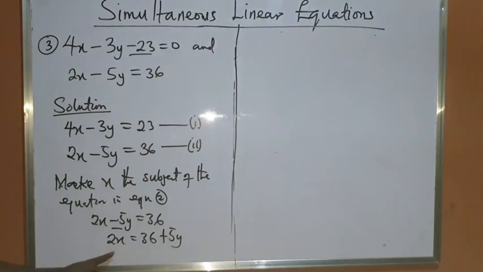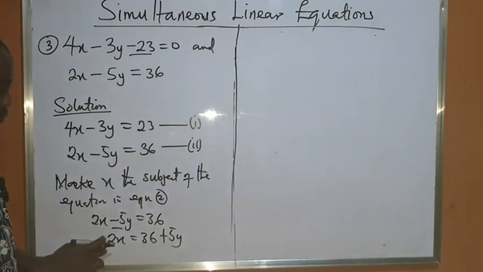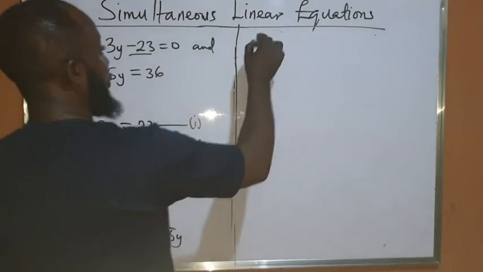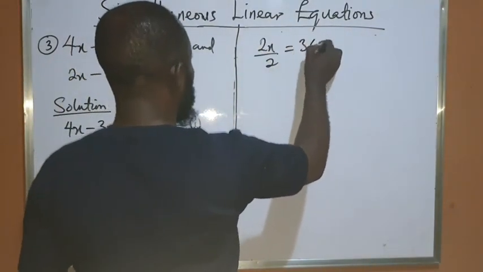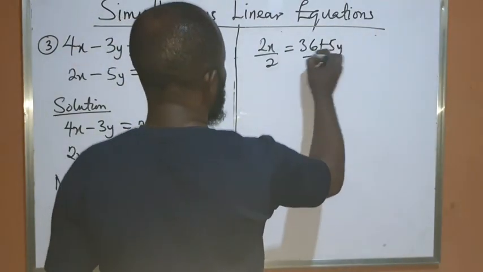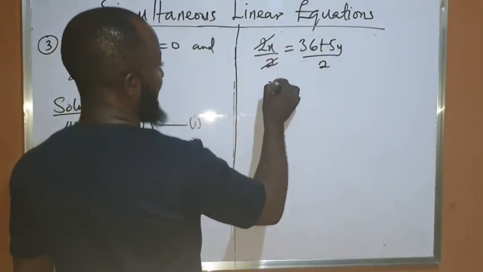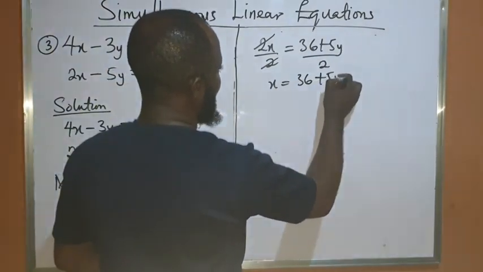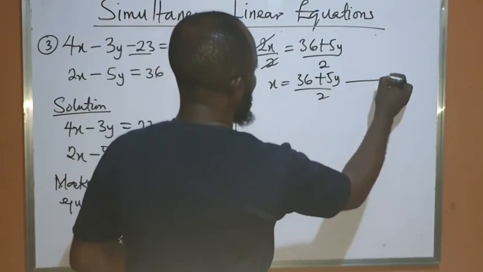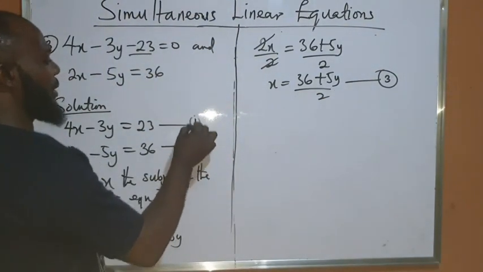So the next stage, it is x that we want to stand alone. What is beside the x? 2. So we divide both sides by 2, so that we have 2x divided by 2 equals 36 plus 5y divided by 2. So 2 will cancel 2, right? So that means x equals 36 plus 5y all over 2. This will become equation 3. How am I making sense?